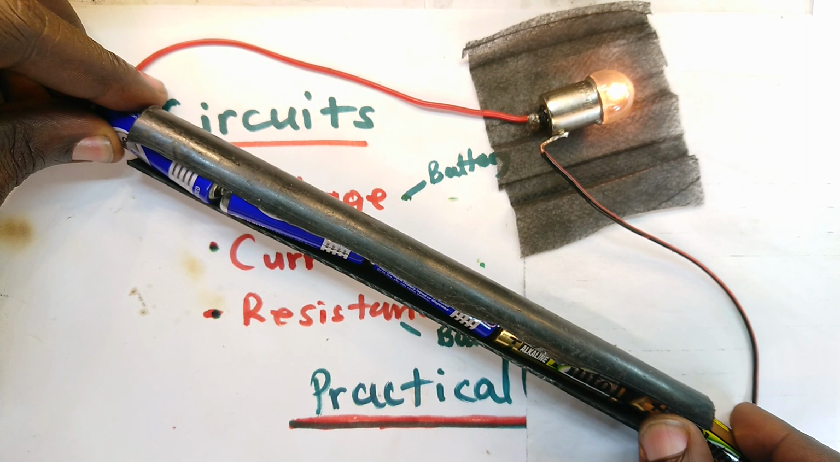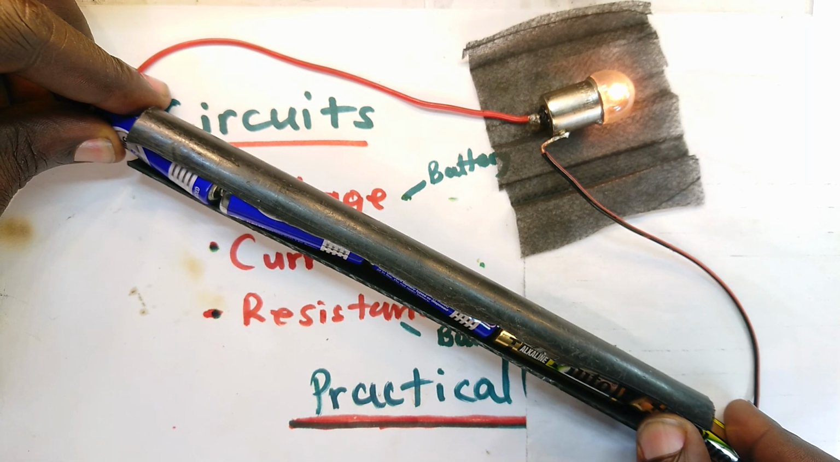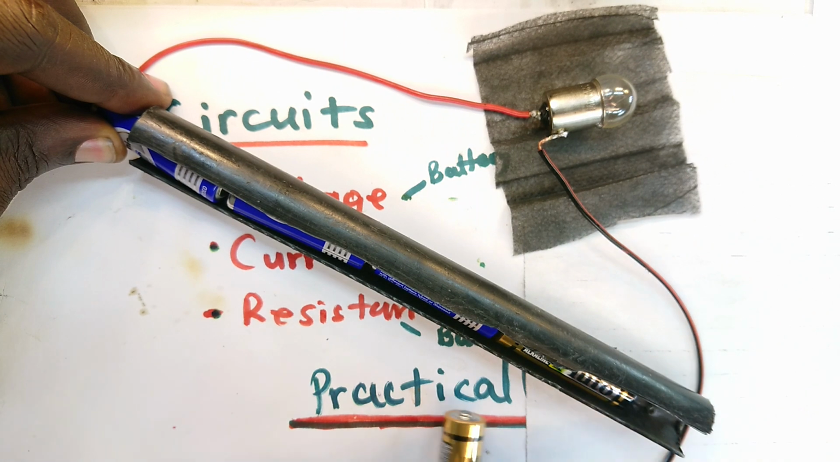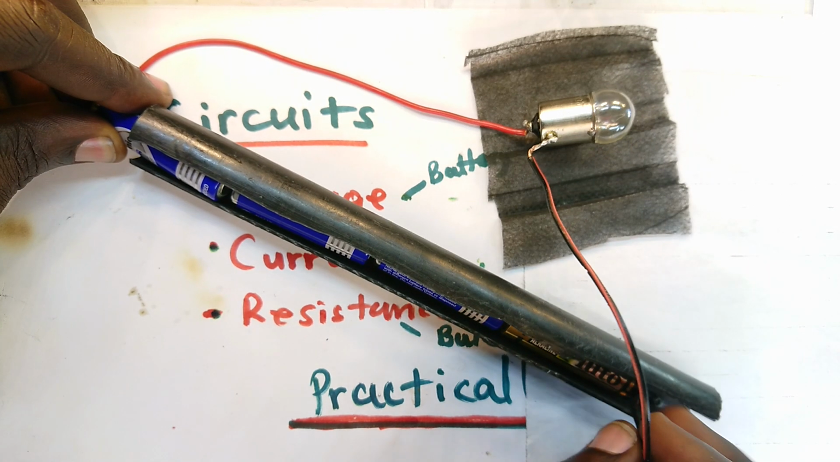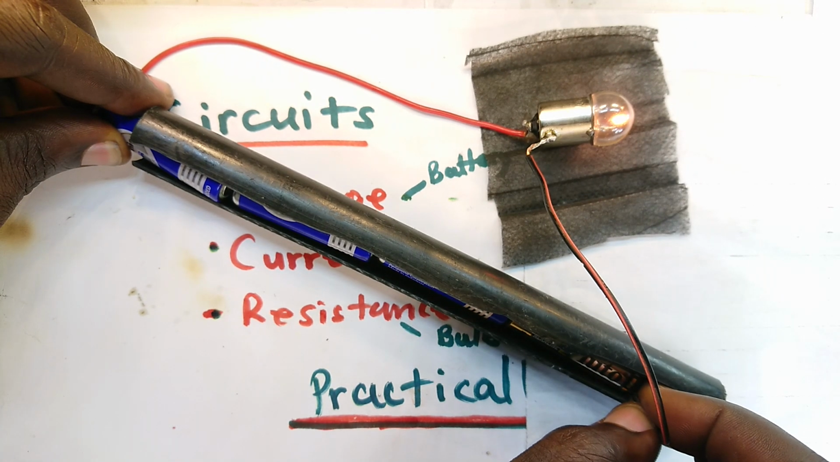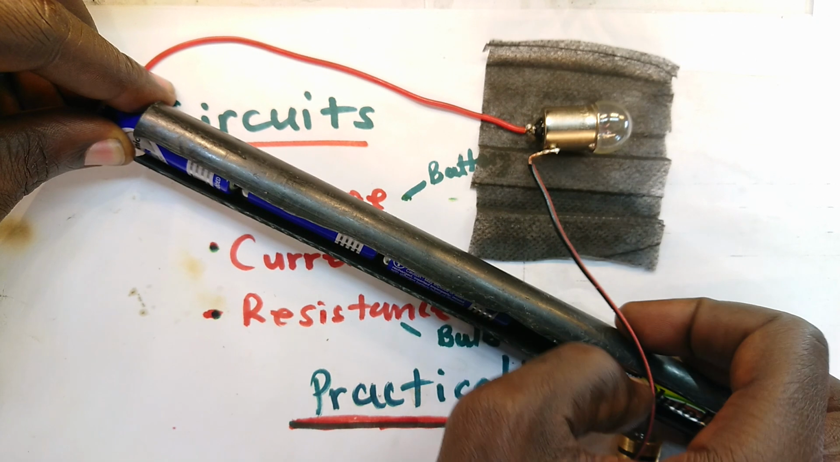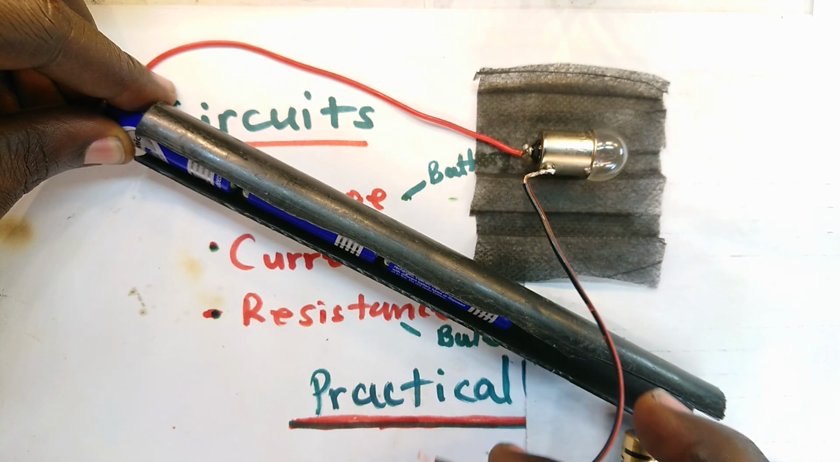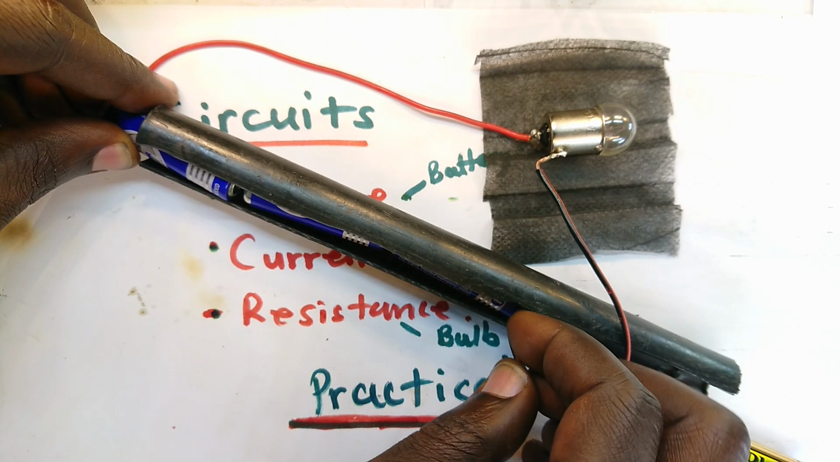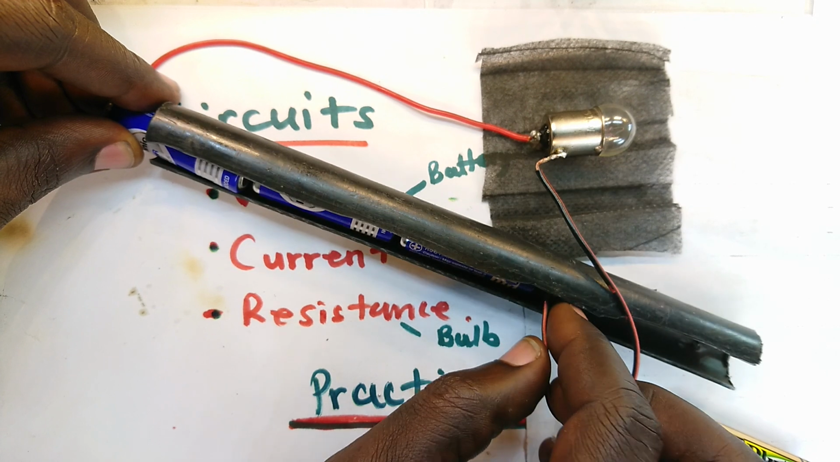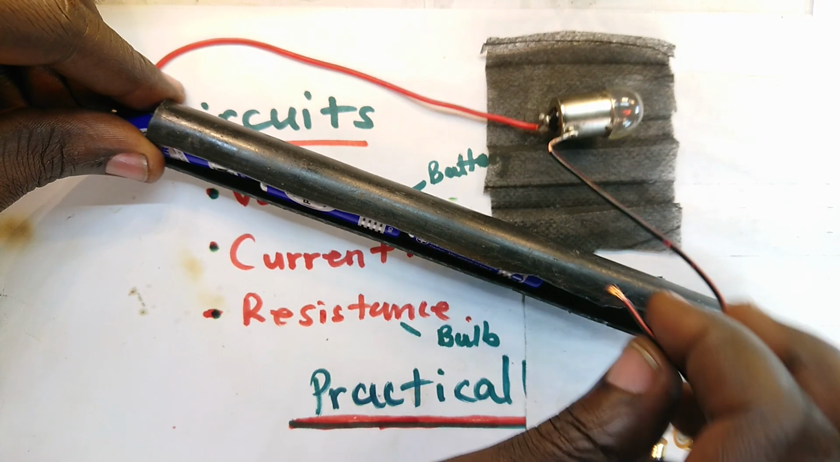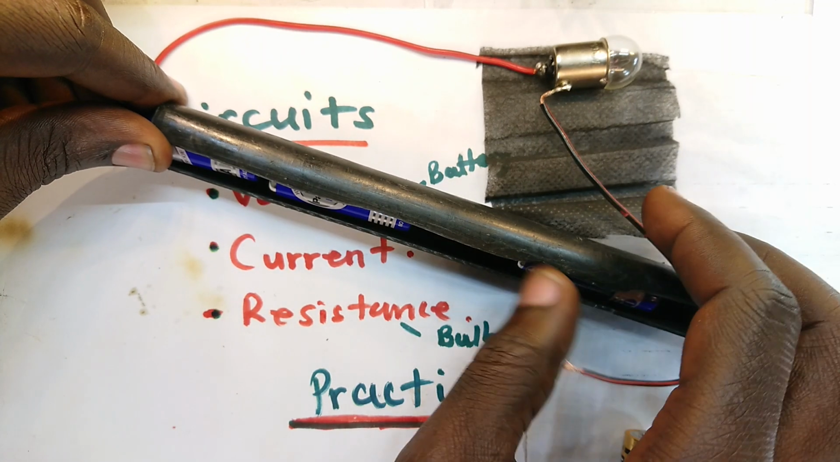connecting these cells? So that is 7.5 volts. You can see the glow. Let me reduce it. That's 6. Reduce it. That's 4.5. Reduce it.